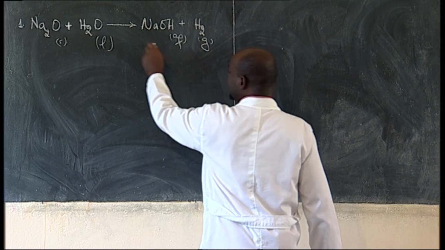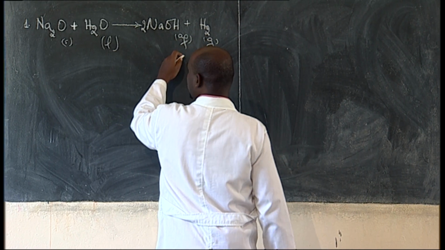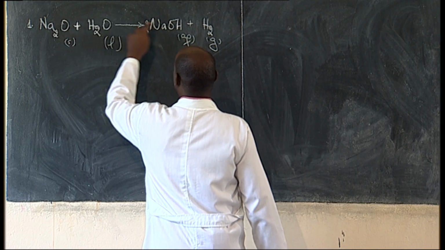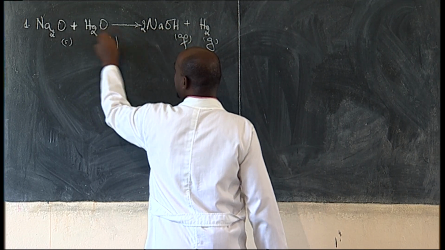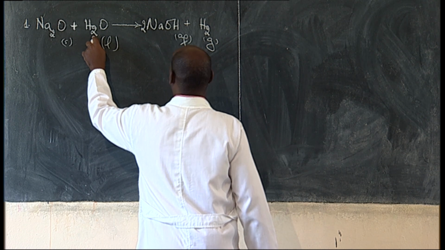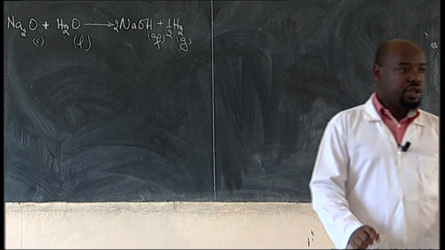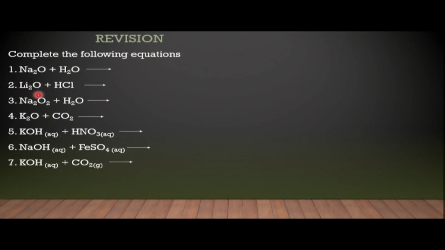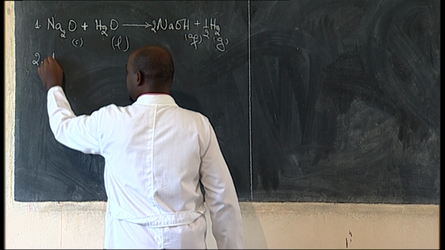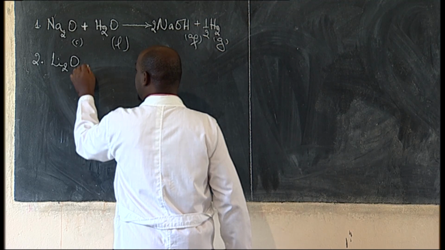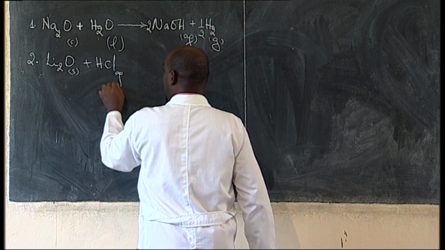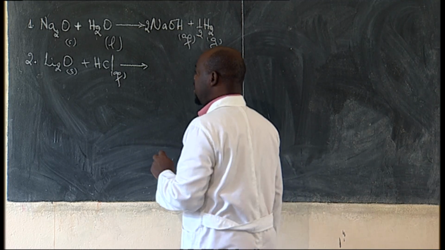Our equation is not balanced. Here we have 2. Let us put 2 here, and then we get 2 oxygen atoms. We have 2 here. Here we have 2. The hydrogen atoms, here we have 2. So we can use a half. That's it. Equation number 2, lithium oxide. We have seen that the oxides, which are basic oxides, they react with acids. So what is the product when lithium oxide reacts with aqueous hydrochloric acid, the acid?